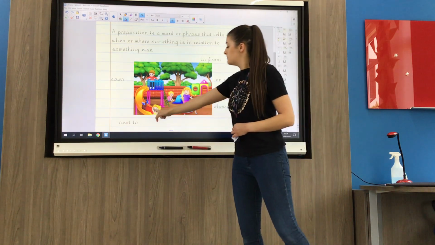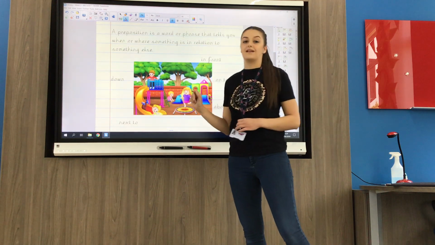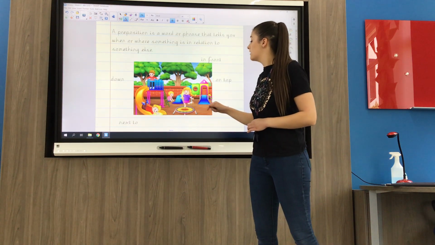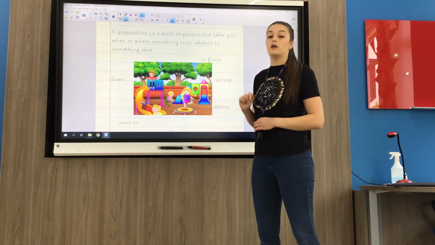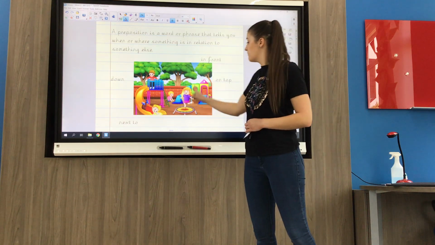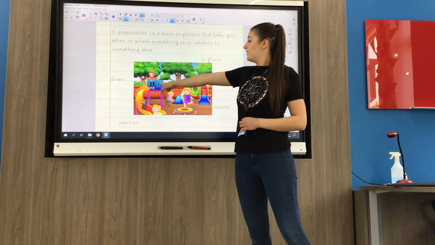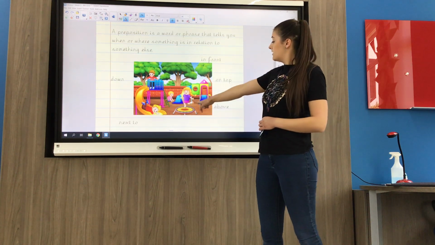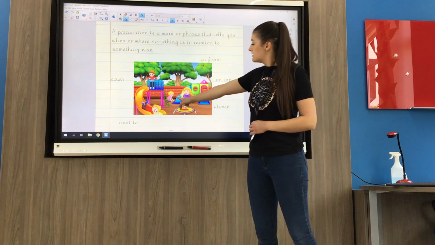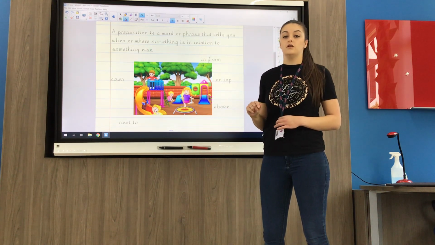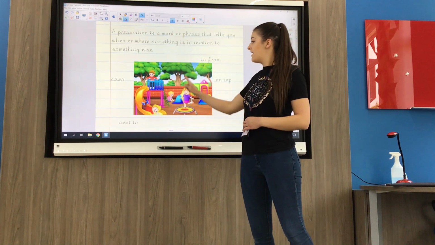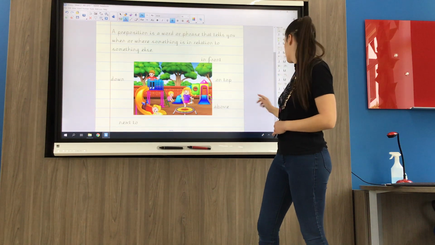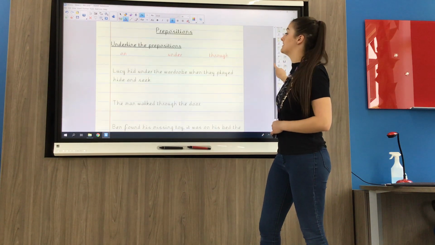So I've got this boy, he's going down the slide. That tells me where he is in relation to the slide. I've also got him being next to the girl on the trampoline. That tells me where he is in relation to this girl. I've got this boy here, he's above the boy at the bottom of the slide. I've got this girl on top of the trampoline, and this girl is in front of the tunnel. So these are all prepositions telling me where these children are in relation to the objects in the picture or other children. So let's have a look at your activities for today.